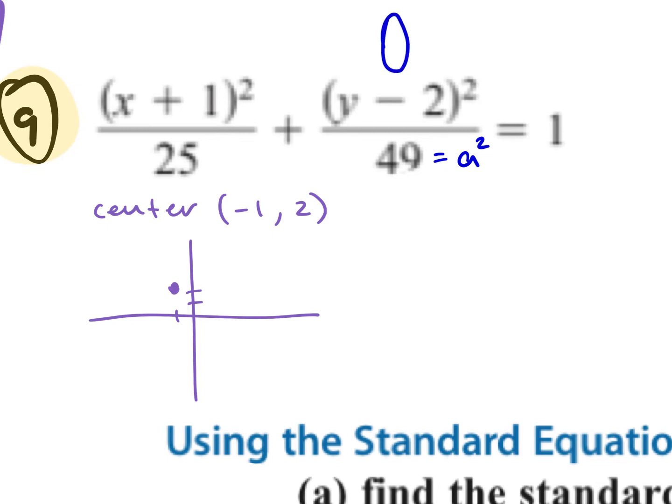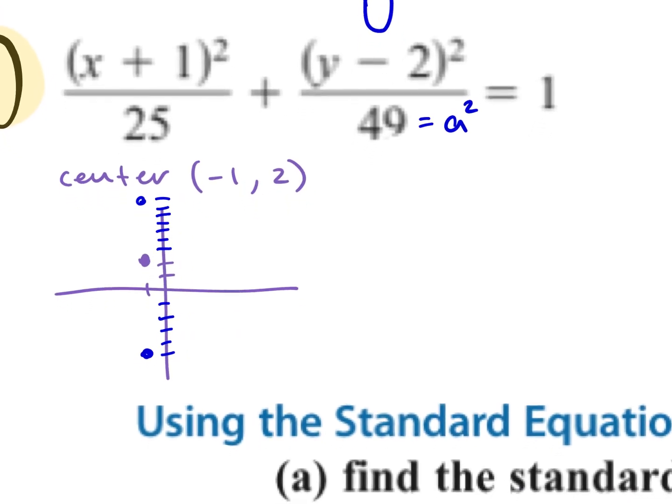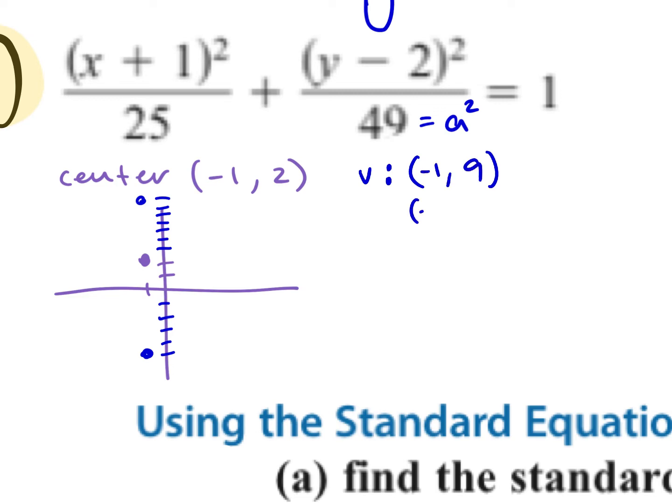That means I'm going to go up and down 7. So I go up 7 and down 7. Anytime that it says vertices, it's just talking about the major ones. If they asked you for the vertices, would you put the co-vertices too? Unless it asks for the co-vertices, vertices is always talking about the main vertices. It'll be specific if it says co-vertices. All right, so then our vertices here would be -1, 9 and -1, -5. So we just added and subtracted 7 to our y.